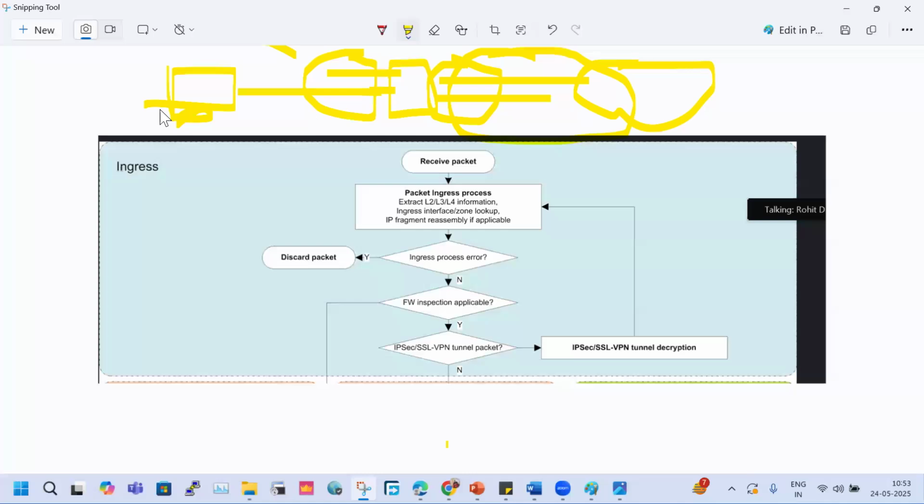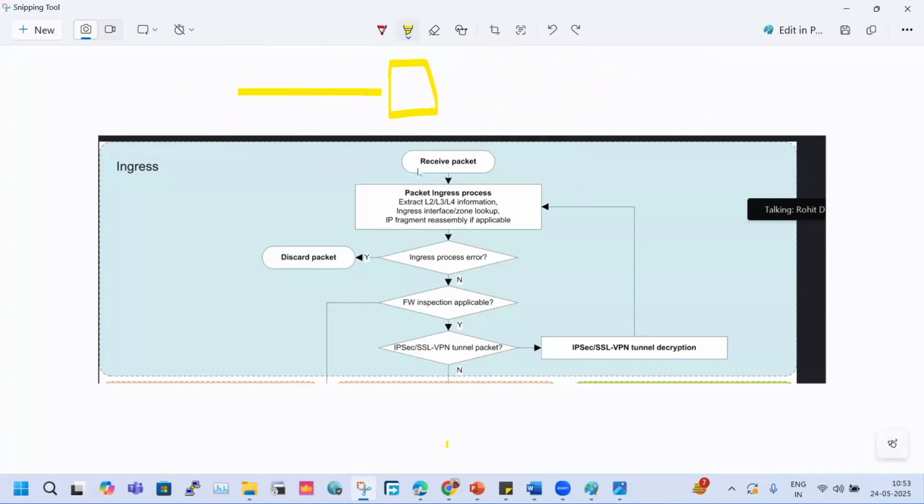So here we are discussing the ingress interface, or ingress stage, first. Once your traffic is received by the firewall, what are all the things that the firewall will check, or how will the firewall react to that traffic? That comes under your ingress stage. So first of all, whenever the traffic is received by the firewall, it will check the packet ingress process.